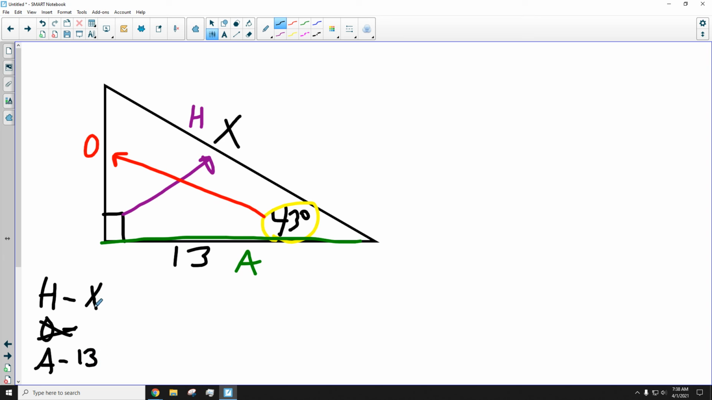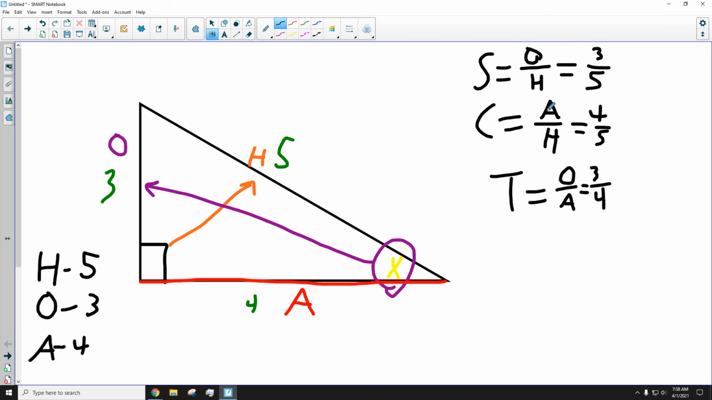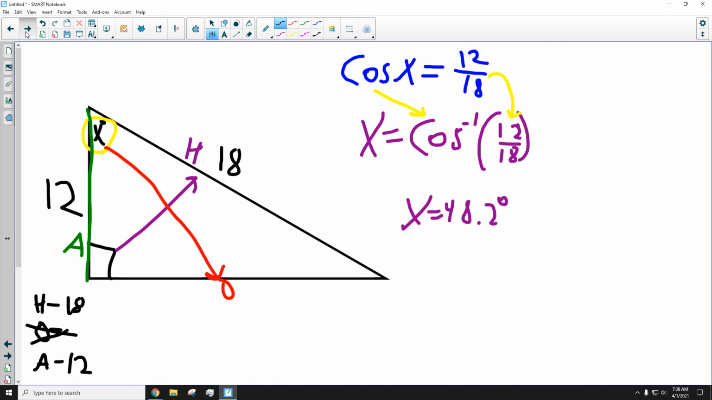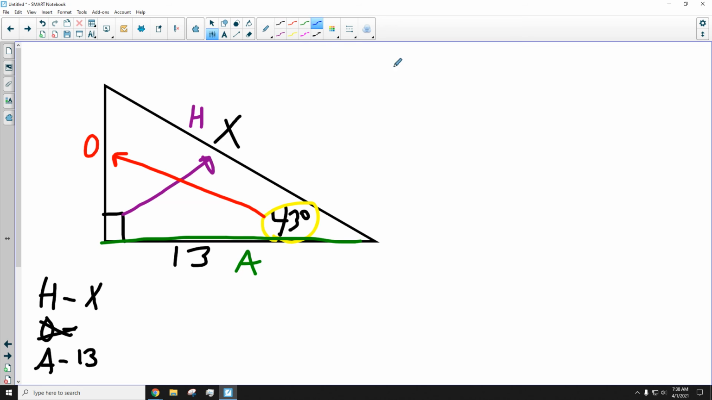Okay, so the only two sides I have are adjacent and hypotenuse, which is cosine. So I know that I have to use cosine. Then again, I put my reference angle beside it. And I set up my ratio, my fraction. So cosine is adjacent over hypotenuse. What that means is my adjacent goes on top, my hypotenuse goes on bottom. And I'm set up and good to go.